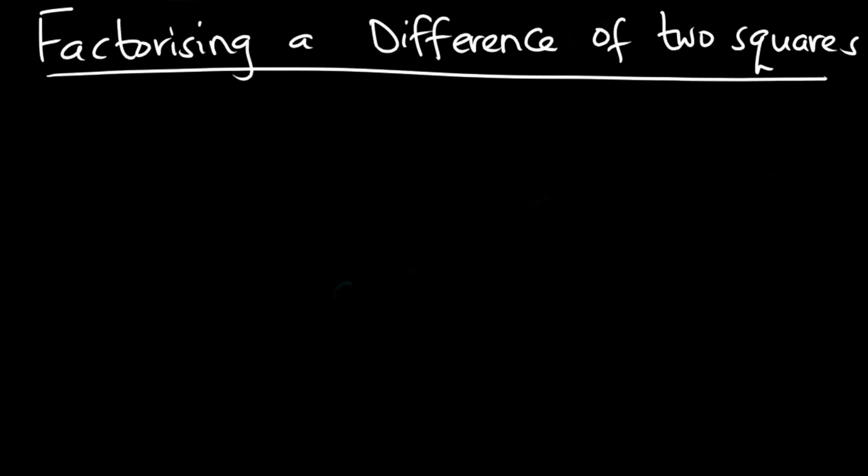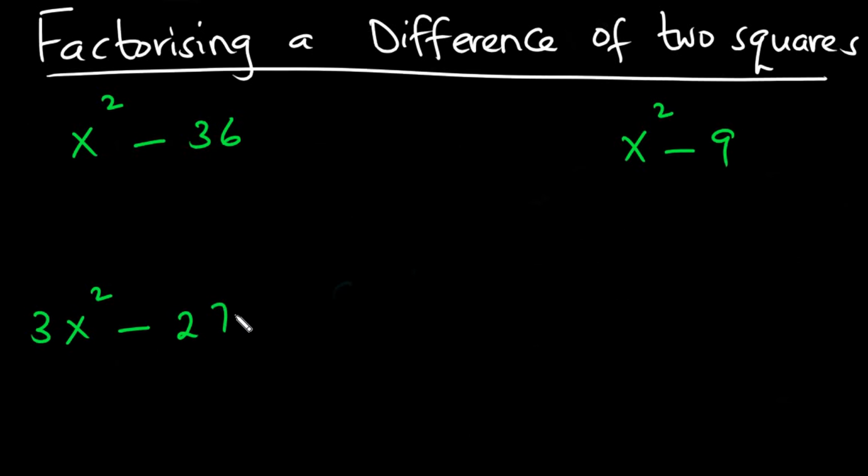In this video I want us to look at how to factor a difference of two squares. What do I mean by a difference of two squares? Look at these examples that I'm going to write here. Let's say we have x squared minus 36, x squared minus 9, x squared minus 27, and finally 2x squared minus 50. So let's look at that.